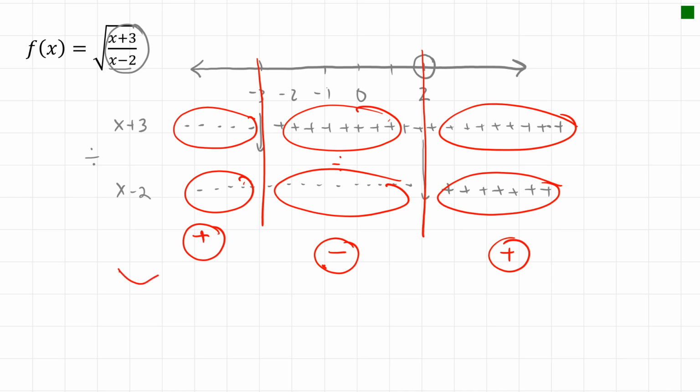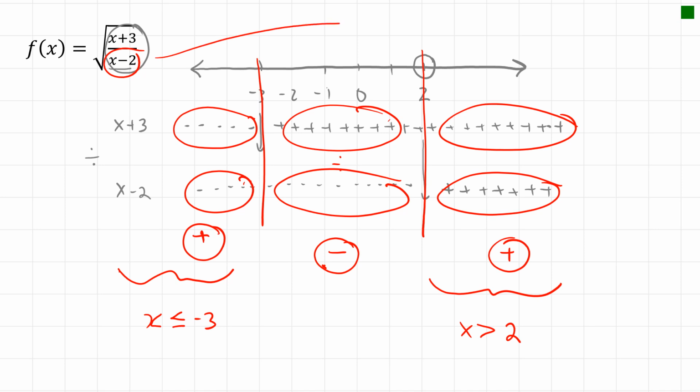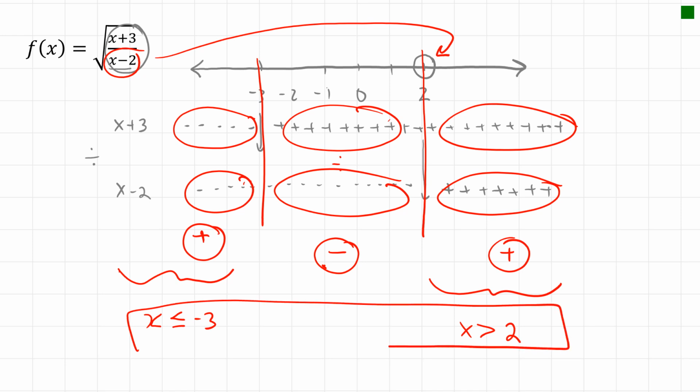So that means it can exist in this section, which means x is less than or equal to negative 3. And it can exist in this section where it's positive, which is x is greater than 2. Now it can't equal 2 because we know that there's a denominator of 0 at that point. So this is the domain. If this was a bit overwhelming, don't worry, we will look at it again in a future unit.